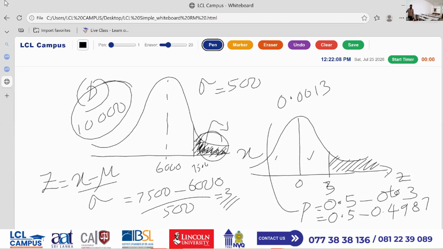0.5 means 5000, minus 4987 is 13. This is the probability, right? But to find the number of members we want to multiply that by 10,000. Therefore the number of workers equals 0.0013 multiplied by 10,000, because 10,000 total workers are there. It is 13 workers. Understood? That's all. How easy the maths paper is.